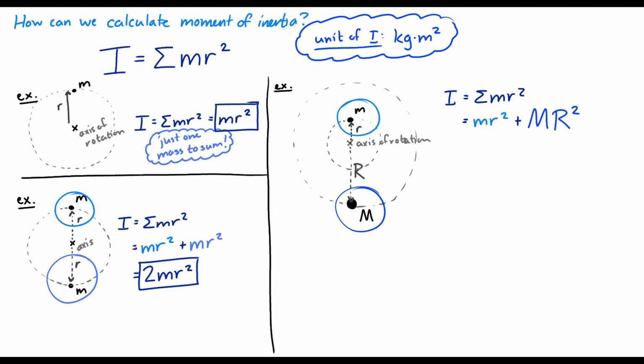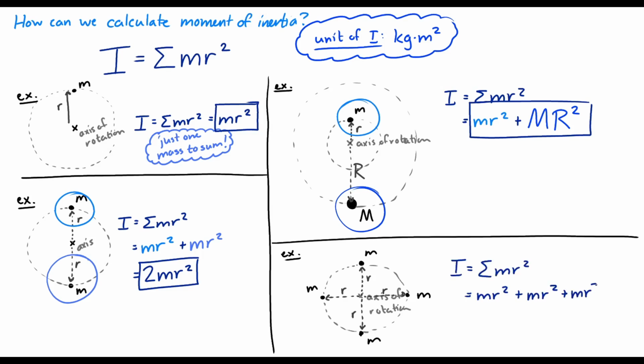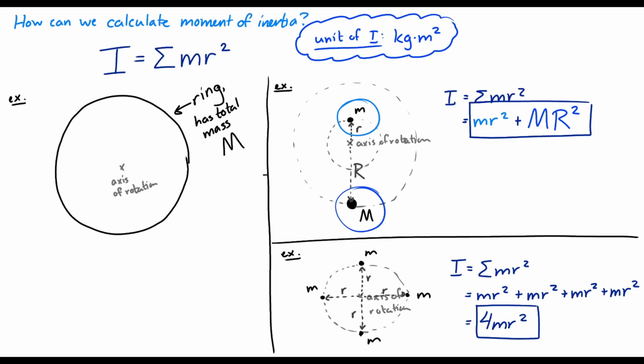And let's say we have four masses, all the same radius from the axis of rotation and all with the same mass. Well, the moment of inertia then would be mr squared plus mr squared plus mr squared plus mr squared, 4mr squared. And we could keep going and kind of play these little games. So imagine we have a ring like this going around an axis of rotation right there. And let's say the ring has a total mass m.